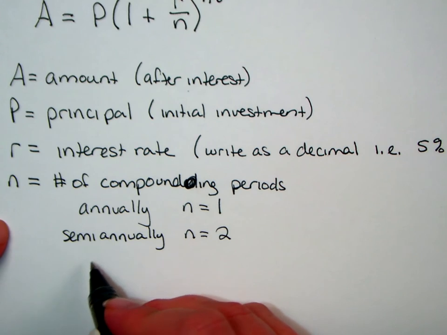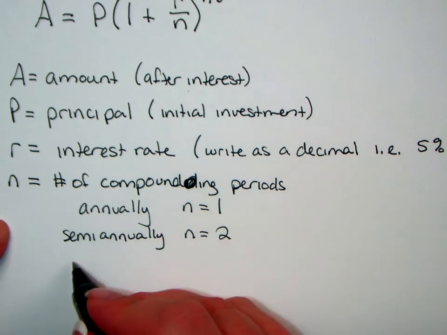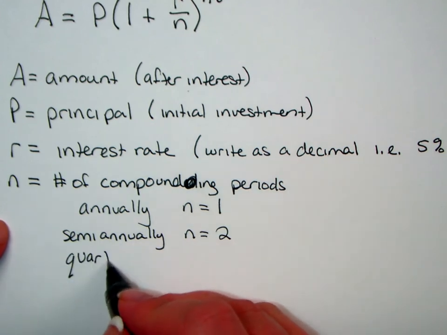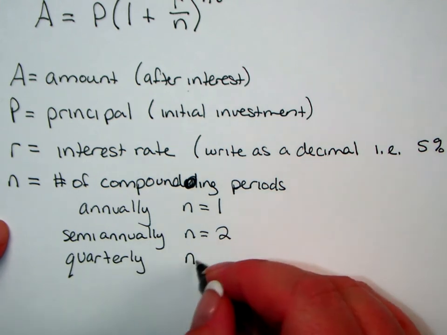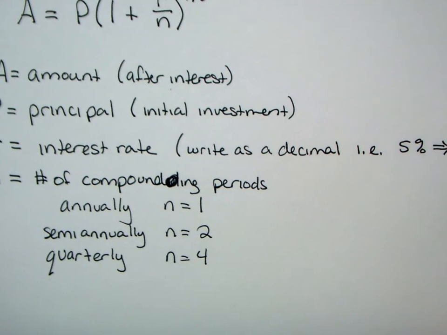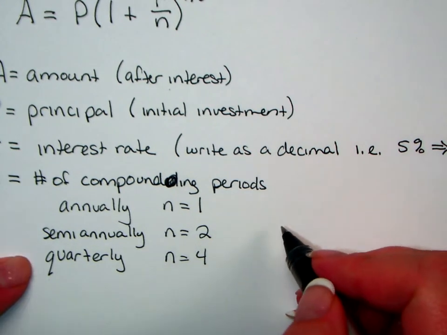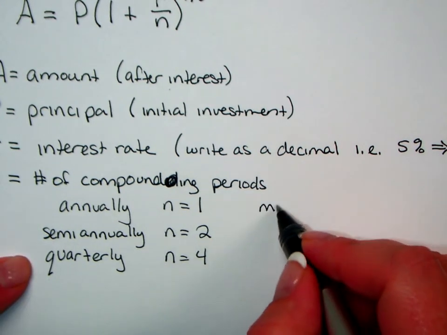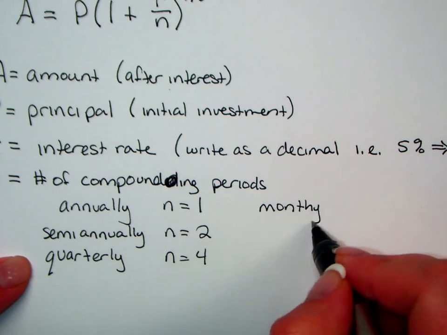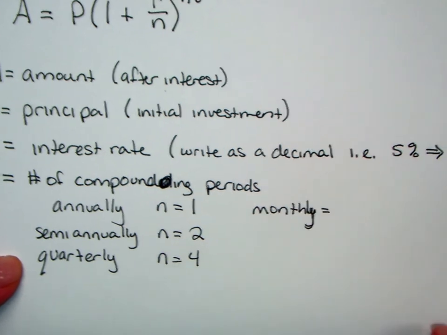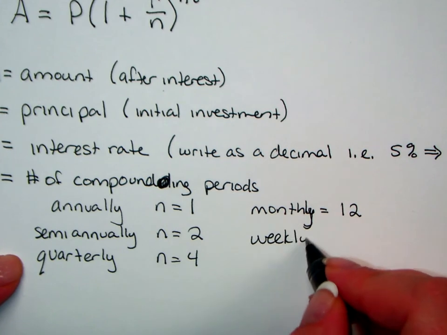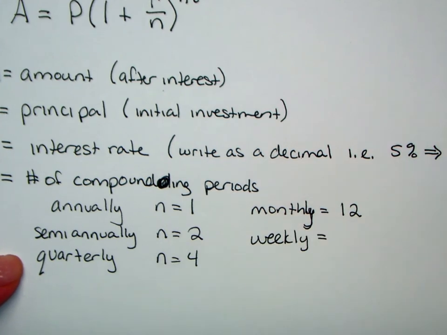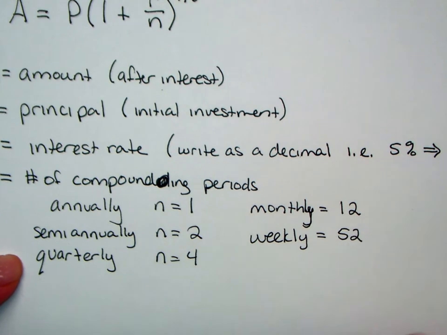The next one, quarterly. Sometimes we have quarterly interest payments. And so quarterly means it's going to be 4 times a year, right? They can compound the interest monthly. And so obviously there's 12 months in a year, okay? Weekly, sometimes you get weekly interest payments, and so there's 52 weeks in a year, so N would be 52.